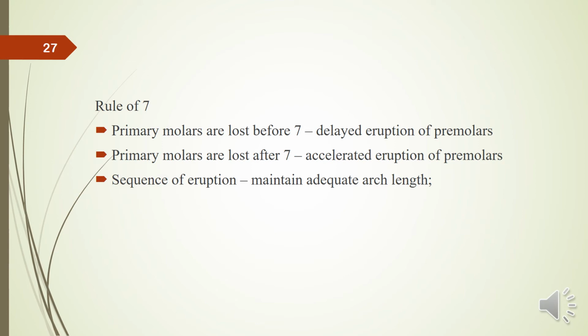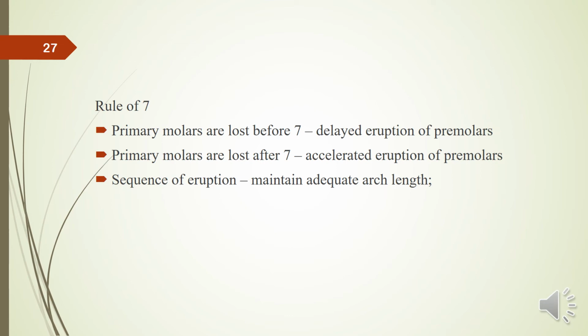What has happened? Don't worry, apply the rule of 7. If the primary molars have been lost after the age of 7, say they were extracted or they were grossly decayed and fractured piecemeal, and the tooth has been lost because of caries, the premolars will show accelerated eruption.